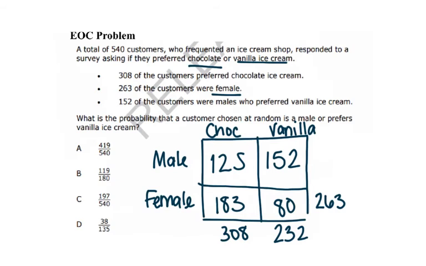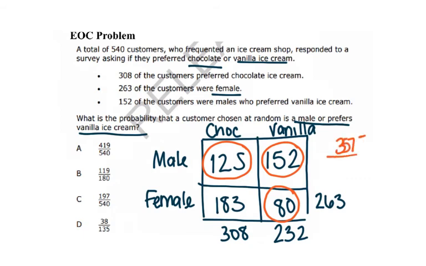Okay, so what is the probability that a customer chosen at random is a male or prefers vanilla ice cream? So here are all the males, or they could be a female that prefers vanilla ice cream. So if I add up all three of those numbers, I get 357 out of 540, and when I reduce that number, I get 119 out of 180.